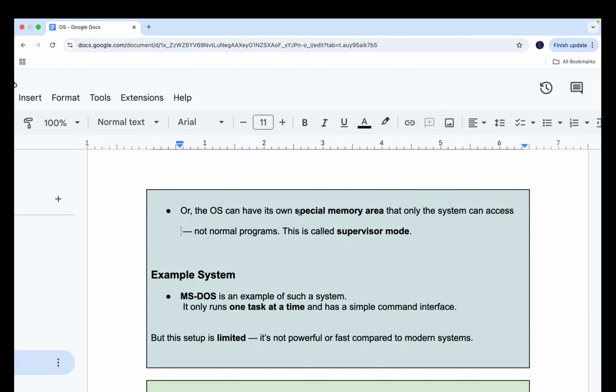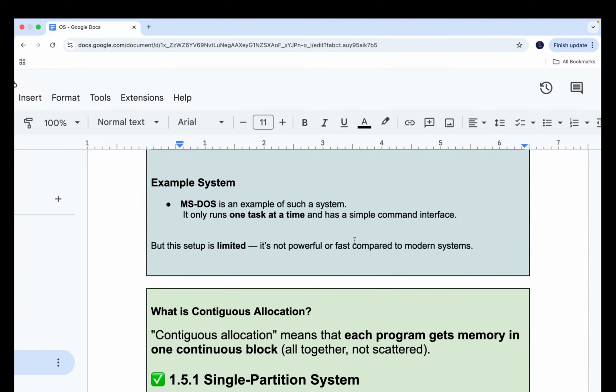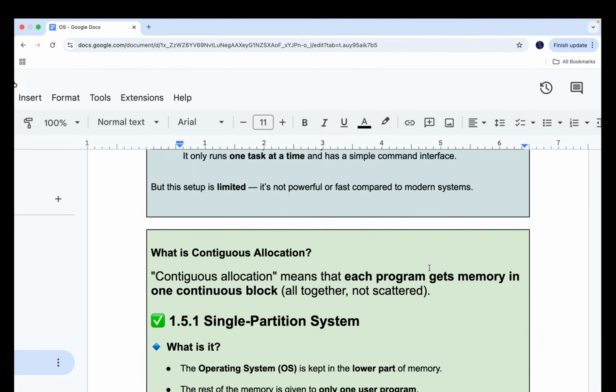The OS has its own special memory area that only the system can access, not normal programs. This is called supervisor mode. Example: MS-DOS is an example of such a system. It only runs one task at a time and has a simple command interface, but this setup is limited. It's not powerful or fast compared to modern systems.